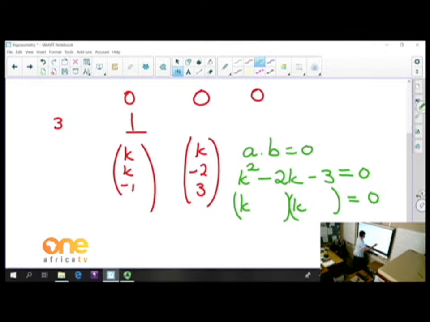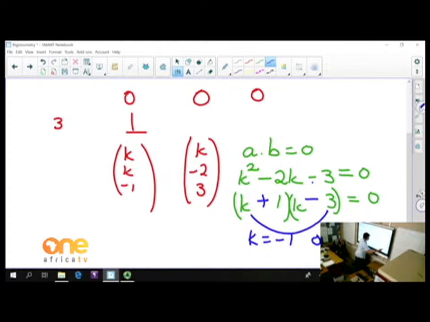It is the factors of 3. The factors of 3 are 3 and 1. Signs differ. The biggest combination, which is this one, is negative, and this one is positive. So if K is equal to -1 or K is equal to 3, then they will be perpendicular. And the whole thing is this: if A dot B is equal to 0, then they will be perpendicular. The next one is number 4.